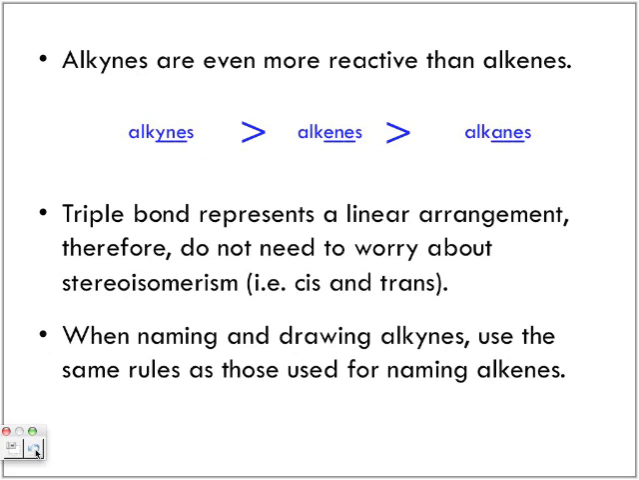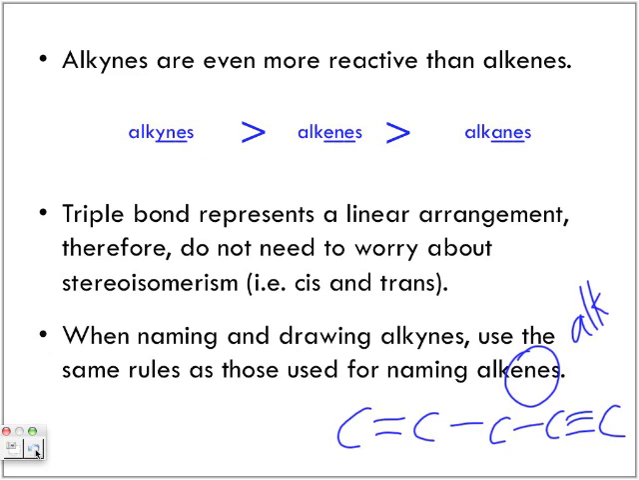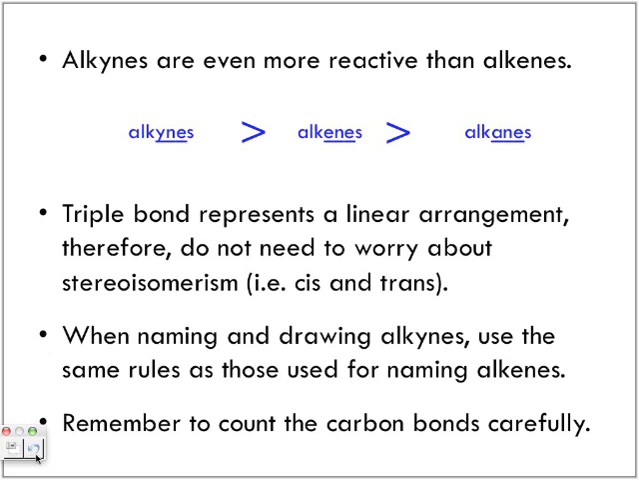Now, when naming and drawing alkynes, use the same rules as those used for naming alkenes, with the exception, okay, of the fact that we identify the double bond first. If there is a carbon double bond, and we might also have a triple bond, right? So this is considered an alkyne, with the alkene double bond in the format. But we'll see in a couple of examples closer to the end when we get to the sample problems. Now, remember to count the carbon bonds very carefully, right? Remember, as we said with the alkene, if we do have a double bond, we start counting the carbons from the carbon closest to that double bond.